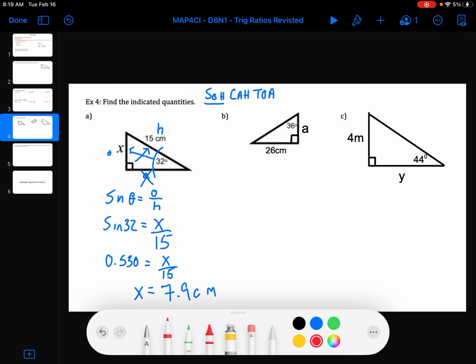For the next one, I'm going to do the same thing. I've got 36, hypotenuse, opposite, adjacent. We don't have the hypotenuse, so we're using opposite and adjacent, which is tan. So we're going to have tan theta equals opposite over adjacent. So now when we're working through that, we're going to have tan 36 equals 26 over A. Now tan 36 is going to give me 0.727.